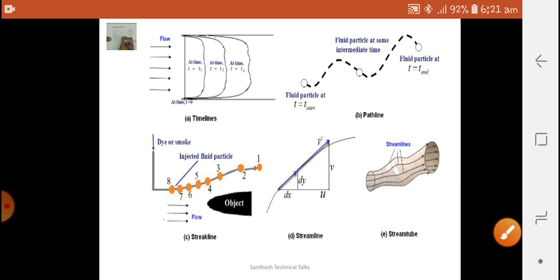I hope you have understood these lines better. Okay, so with this I'm going to stop today's session. If you have any doubts, please let me know in the comment section.